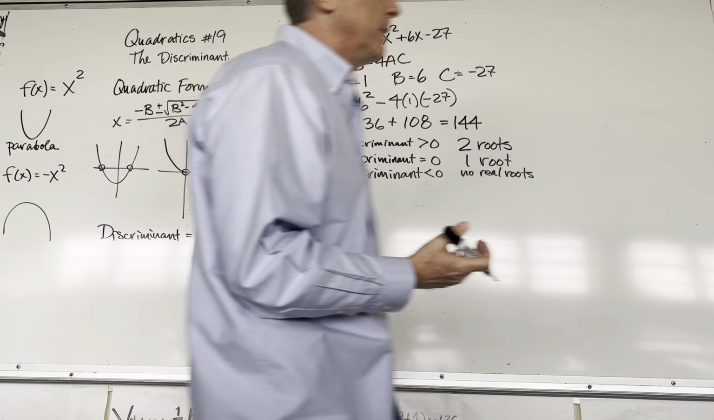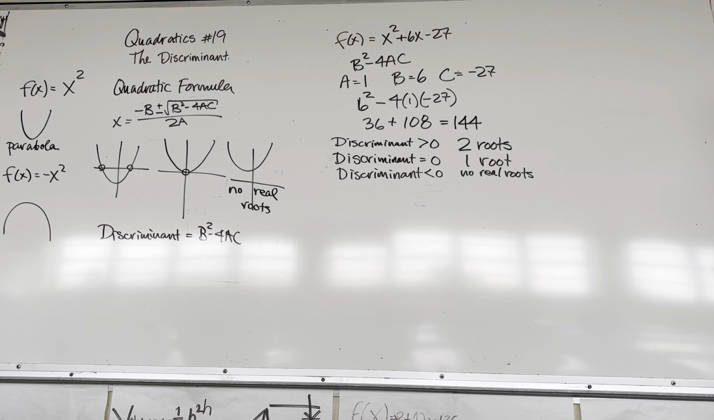So let's do another example. I think I have one of each. This one is, cannot see it. Okay, negative 4x squared plus 12x minus 9.